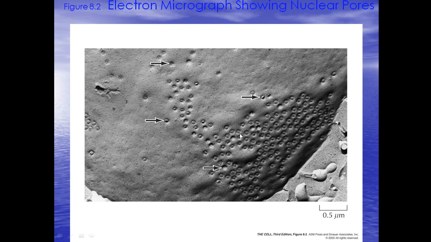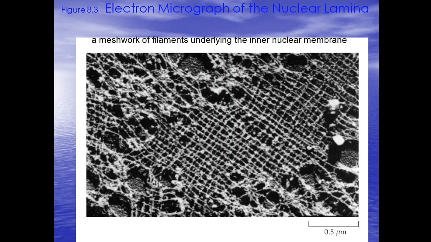See, innumerable number of such nuclear pores on the surface. And this is the nuclear lamina observed under the electron microscope. It's a meshwork of intermediate fibers just below the inner membrane. That is what is known as nuclear lamina. This is the electron micrograph.